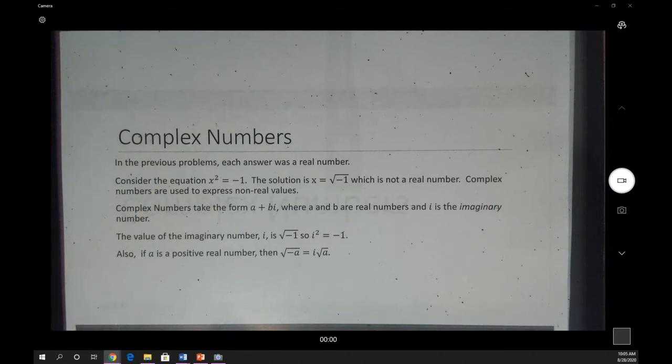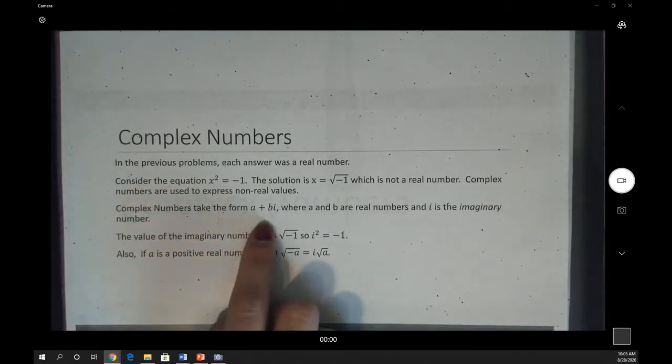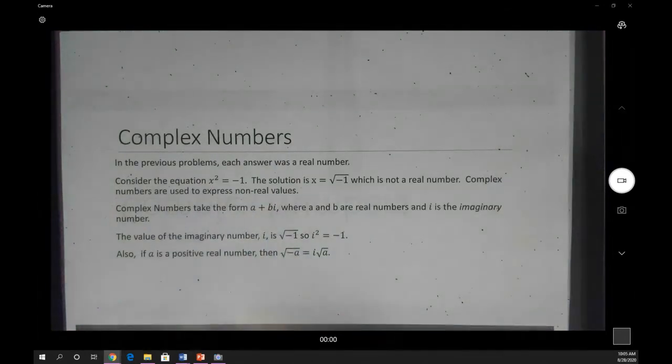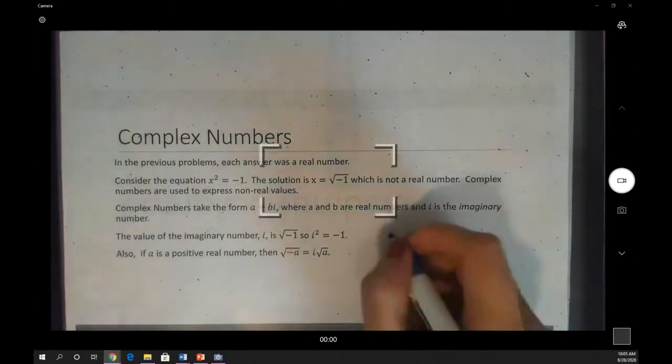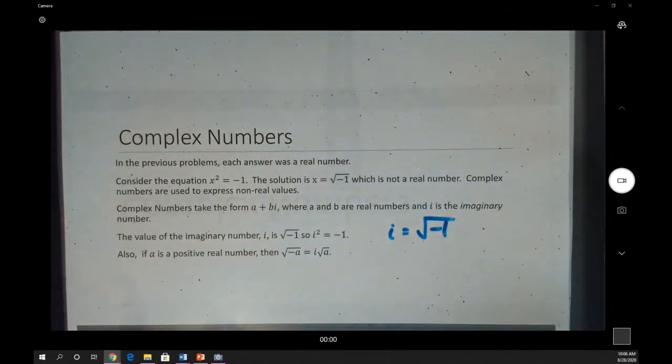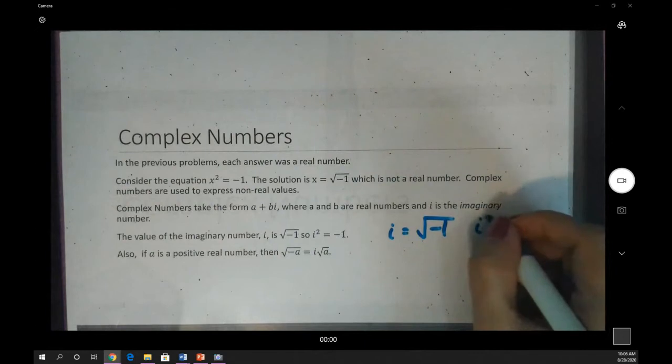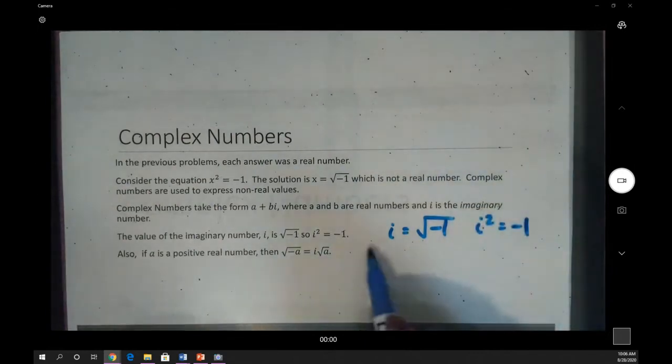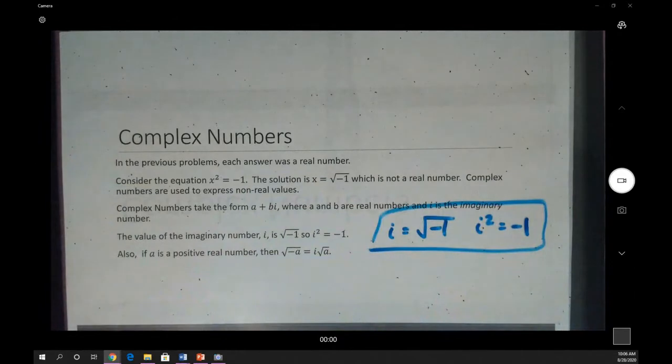Complex numbers are used to express non-real values. Complex numbers are written in the form a plus bi. So a is just a real number. Bi is going to be an imaginary number. So b is going to be some real number. I is labeled as the imaginary number. The imaginary number i is defined to be the square root of -1. If you need to memorize something, it is that i is equal to the square root of -1. That means if I square both sides of this equation, we get i squared is equal to -1. Please, please, please make sure you have this.